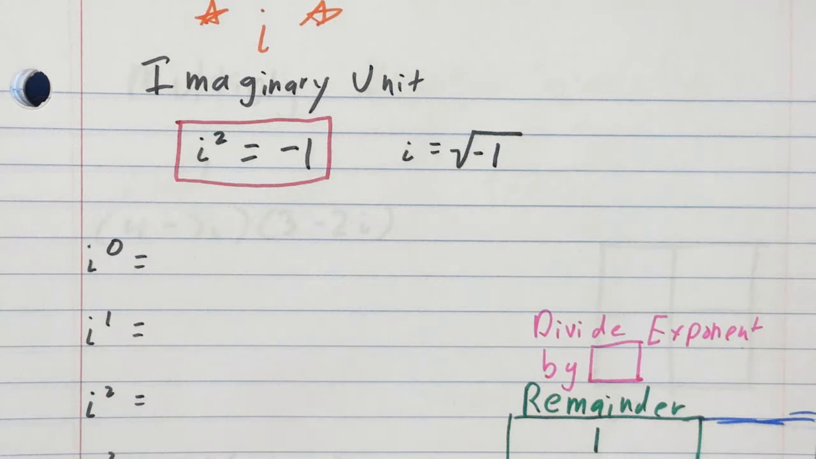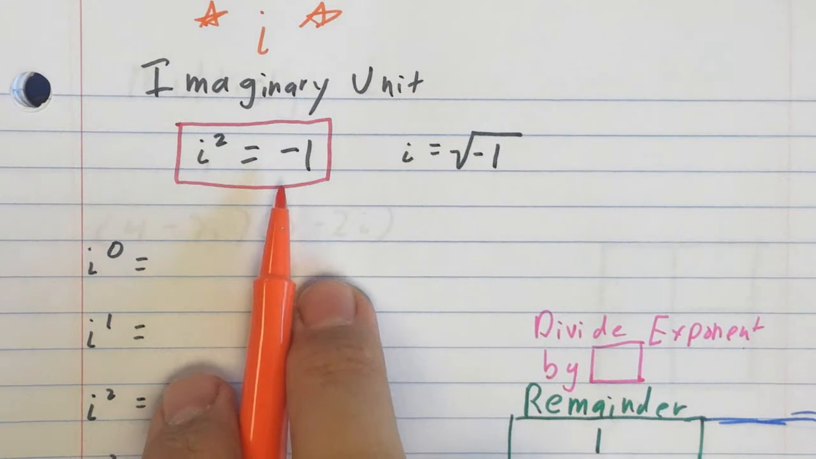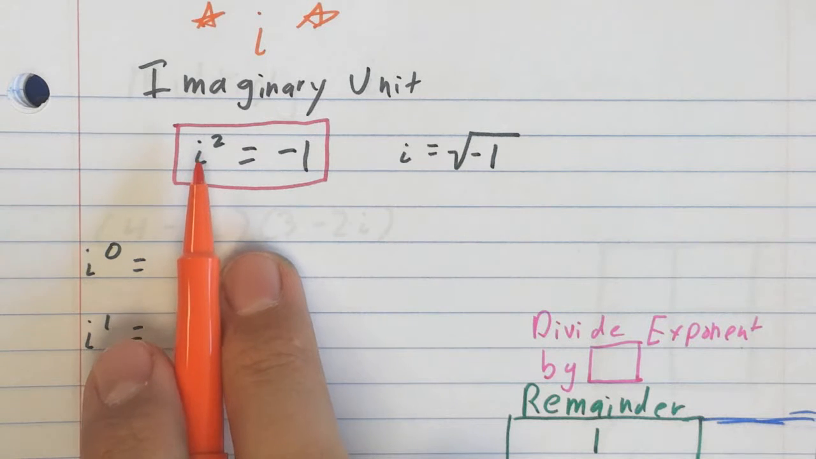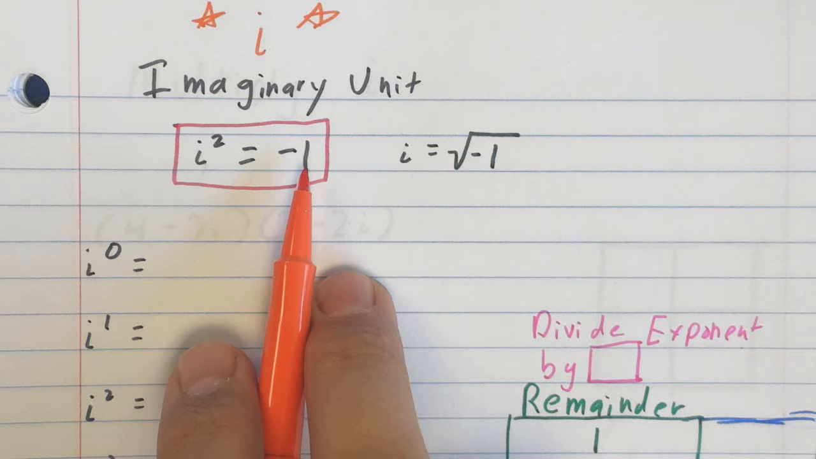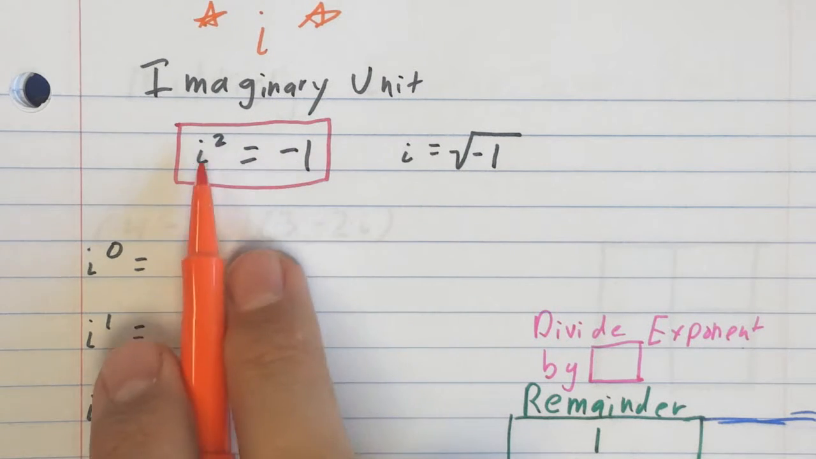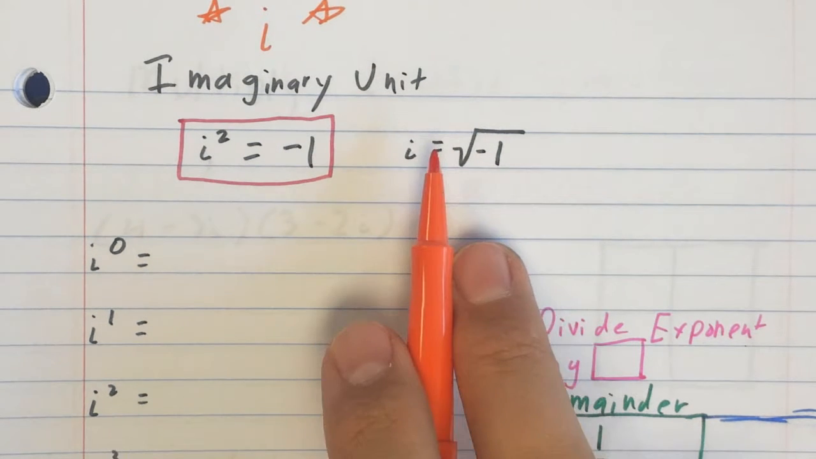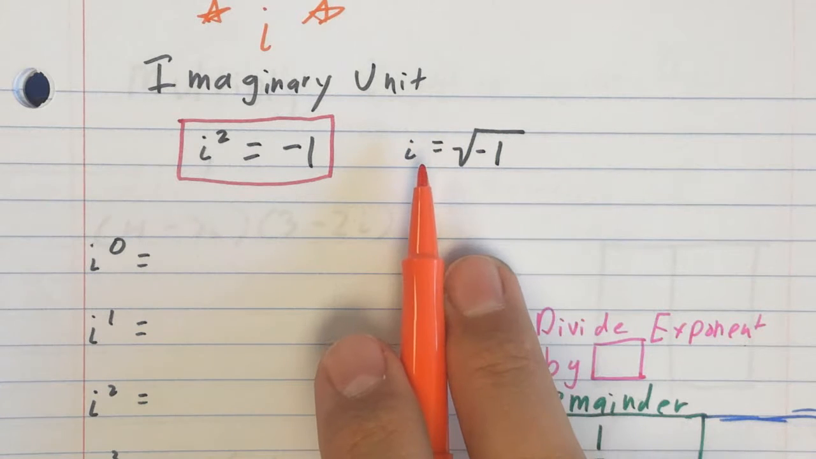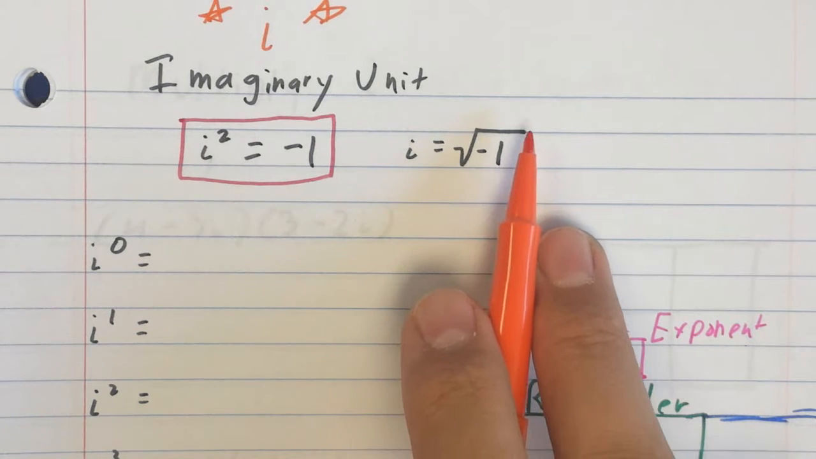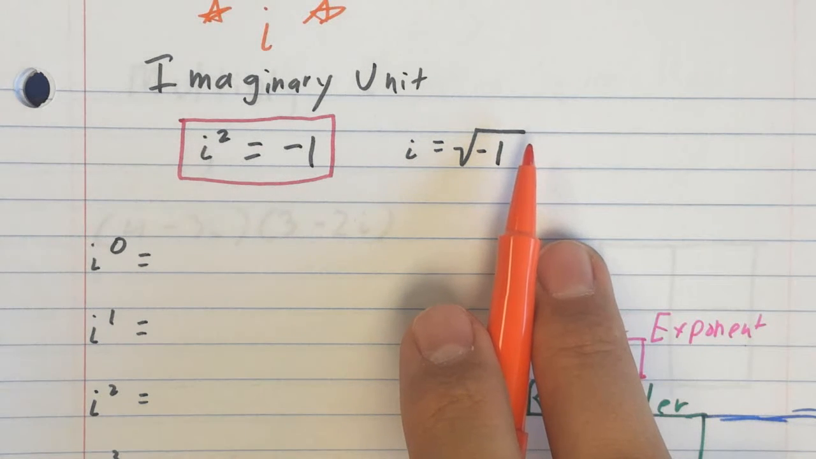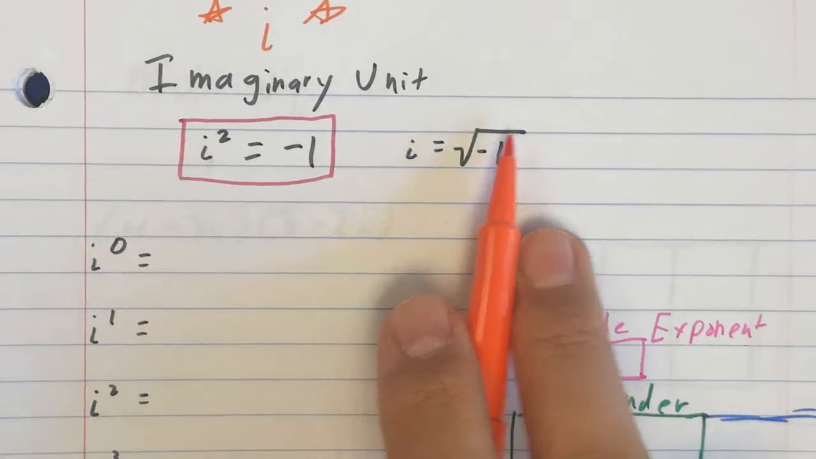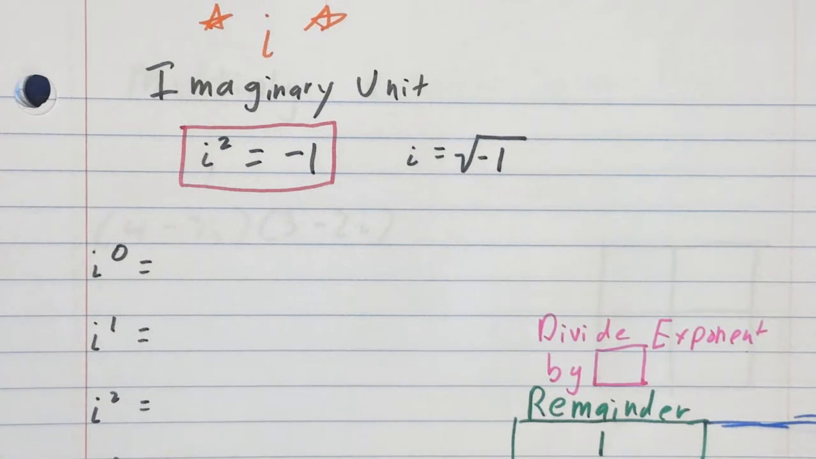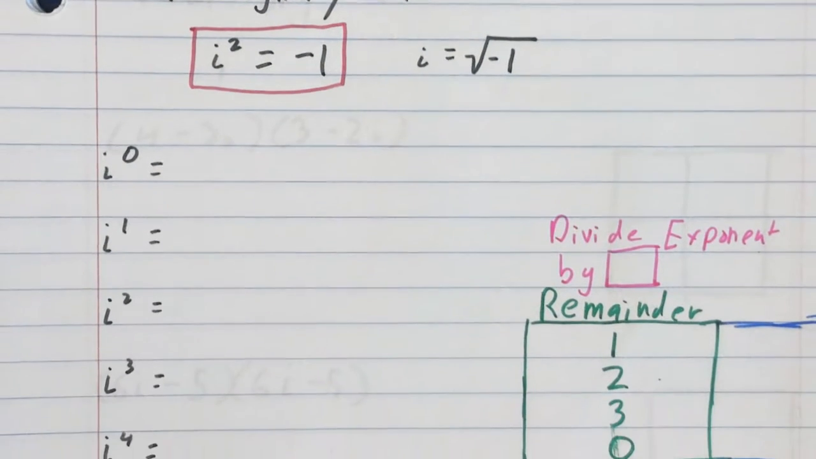Let's start at the beginning and see if we figure out a pattern. Oh, wait, hold on. This is the definition of I. What it says is I squared equals -1. That's the definition. That's where this comes from. From there, we can say I is equal to the square root of -1. So these are basically one and the same. Let's see if we see a pattern when we're working with these i's.